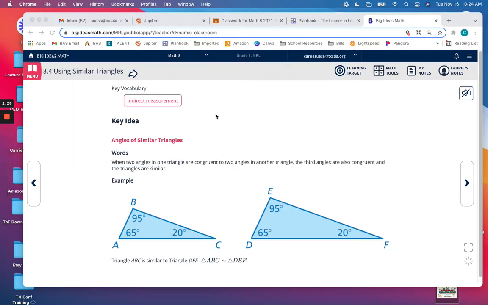All right, somebody tell me, what does indirect measurement mean? Camila, go ahead. Indirect measurement. Using similar figures to find a missing measure when it is difficult to find directly. Yes. I like the support.